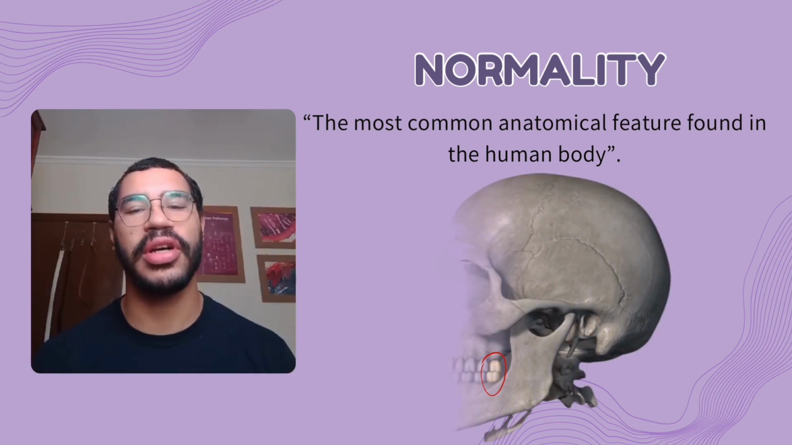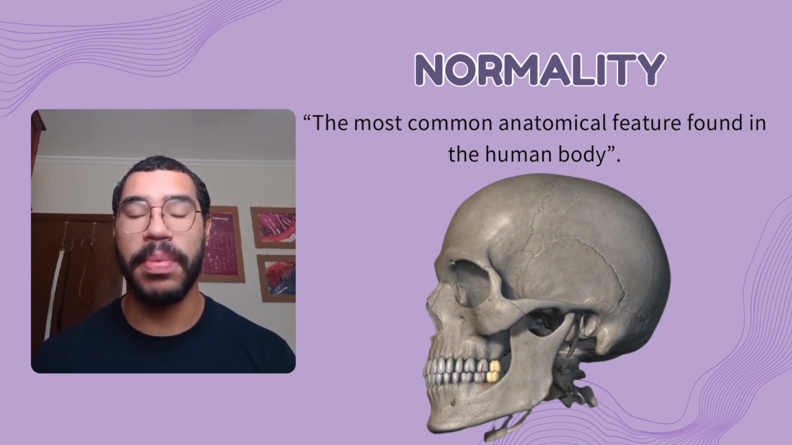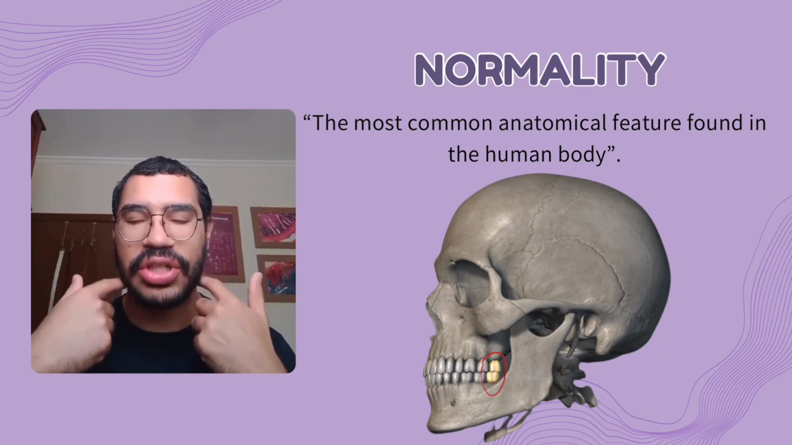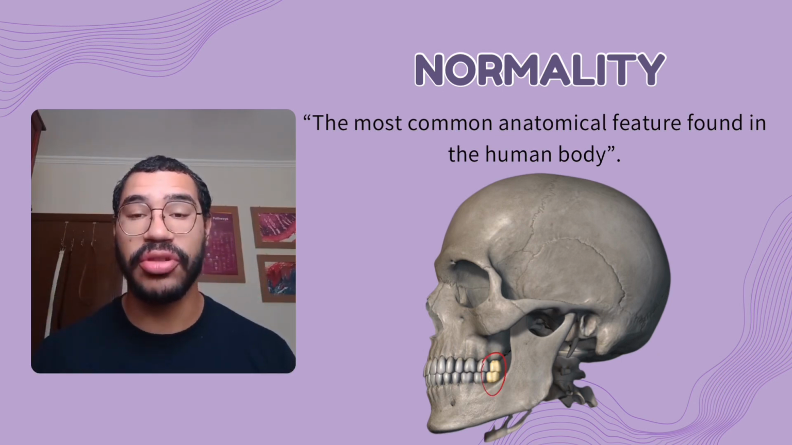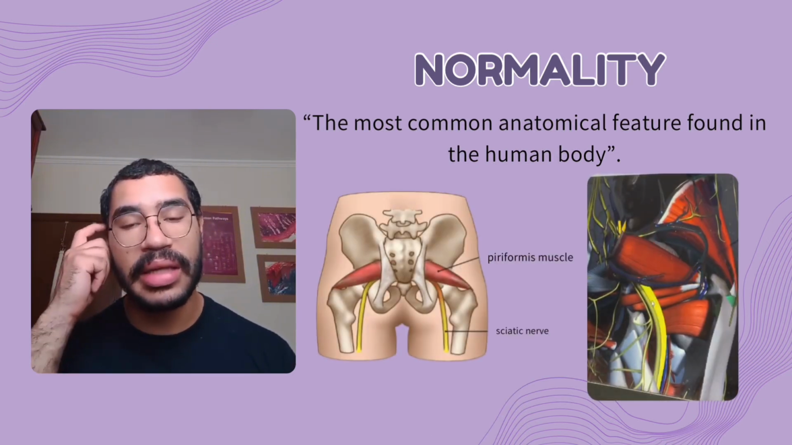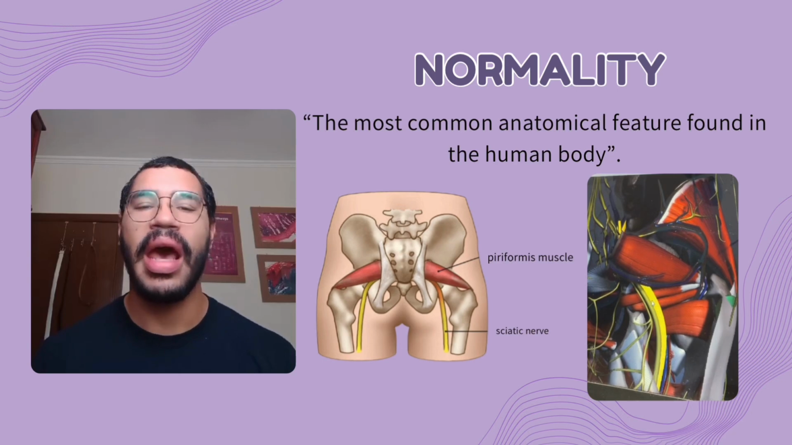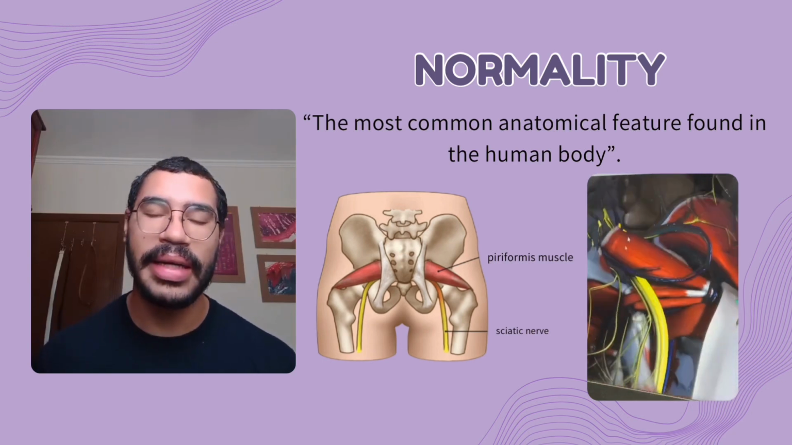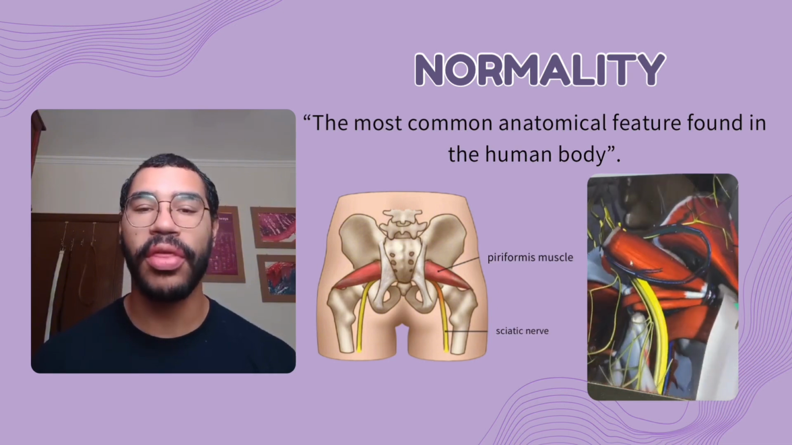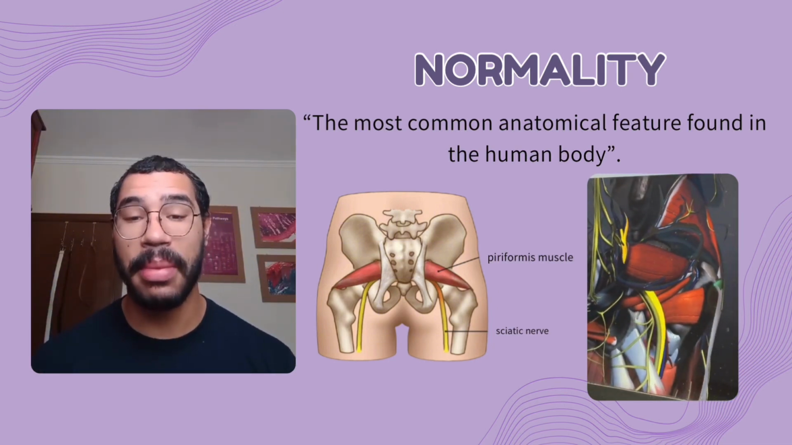Taking as example, the third molar, also known as the wisdom teeth. People are born with these wisdom teeth located in their jaws, just waiting for adulthood to emerge from the gum. Another example is the sciatic nerve, which is the longest nerve in our body and runs through the lower back until our foot, going down our limbs underneath the piriformis muscle.